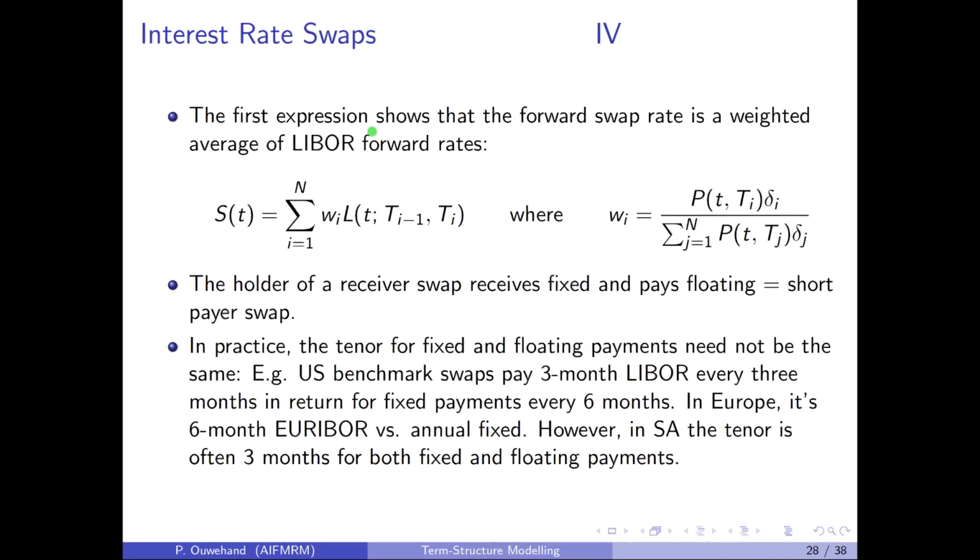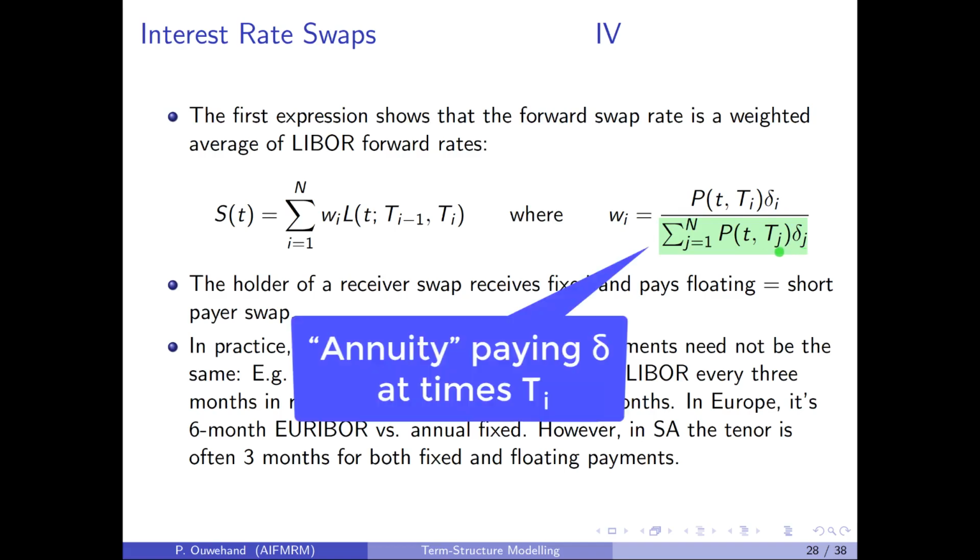Now the first expression on the previous slide for the swap rate shows that the forward swap rate is a weighted average of LIBOR forward rates, i.e. we can express the forward swap rate as follows, where the weights Wi are given by this expression here. As you can see, Wi is simply the value of the TI bond component in a portfolio consisting of these bonds here. The denominator here can be regarded as a security that pays an amount delta J at time Tj. In that sense, it's like an annuity that pays a fixed amount at fixed intervals.